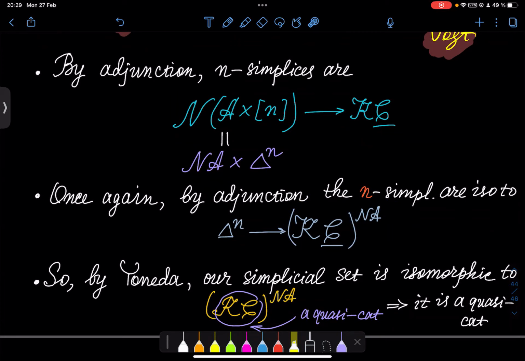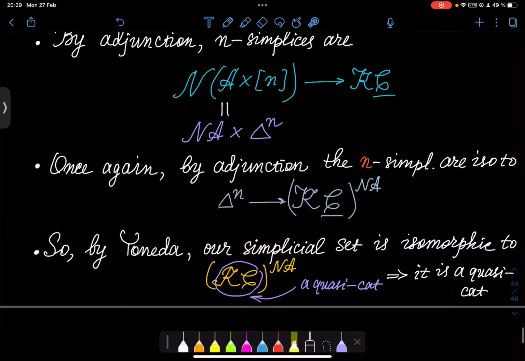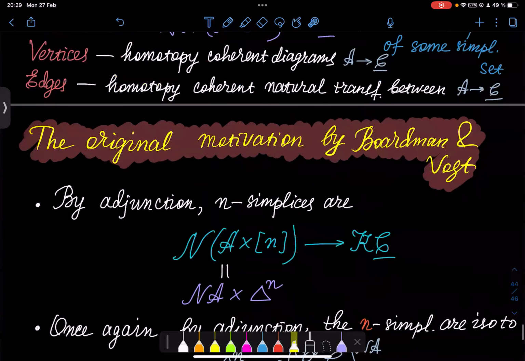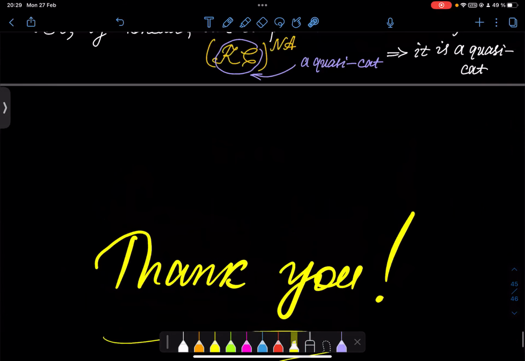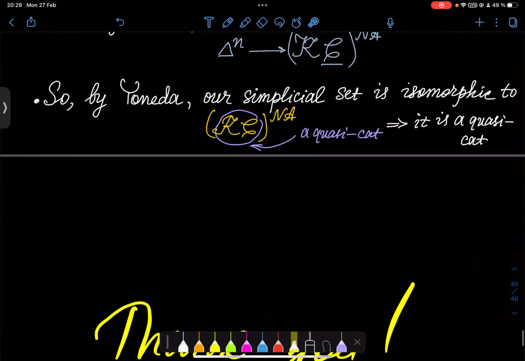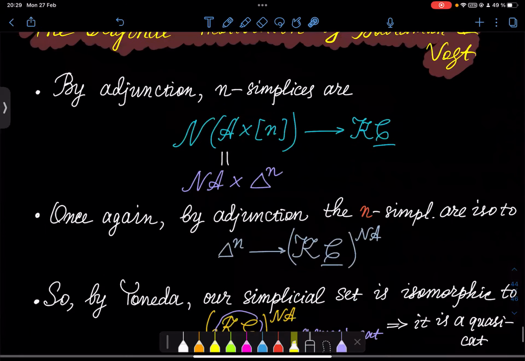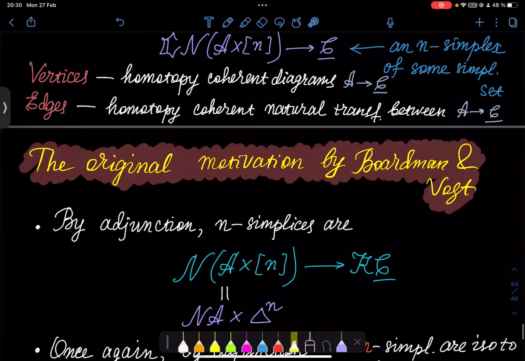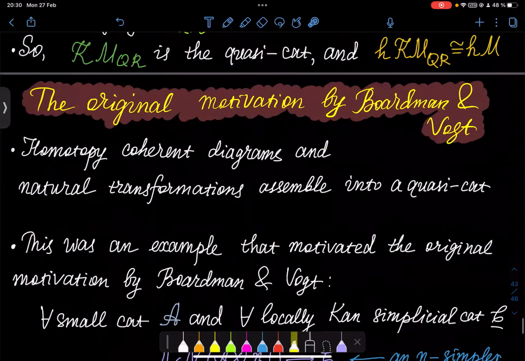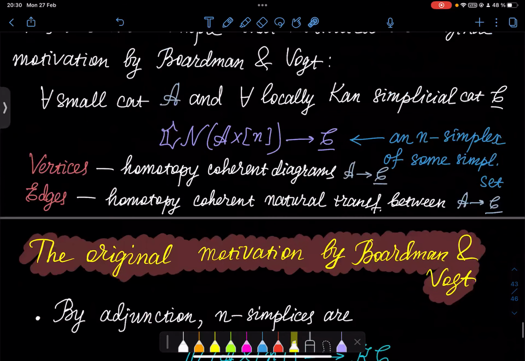And thus the exponential is a quasi-category too, and so we have a quasi-category which looks like this. Okay. So thank you for your attention. I suppose that I can end with this statement, these examples.